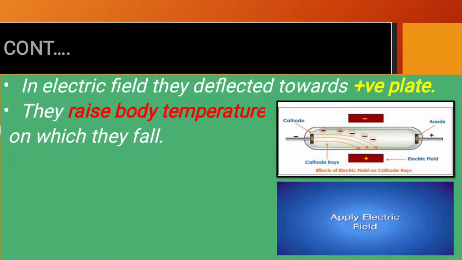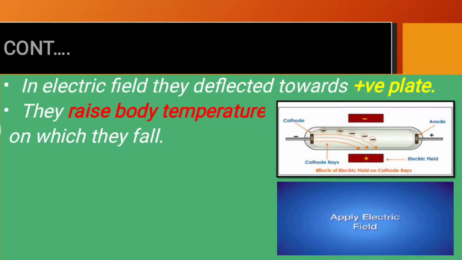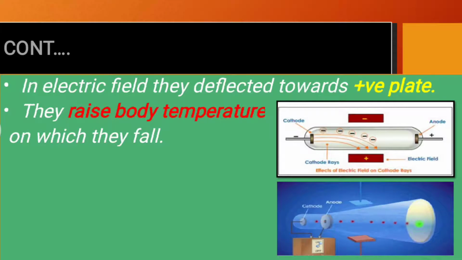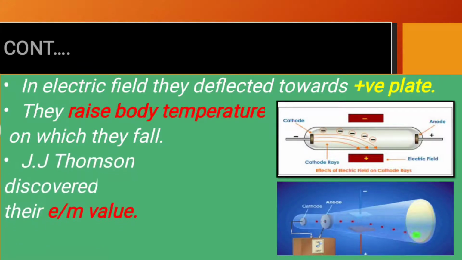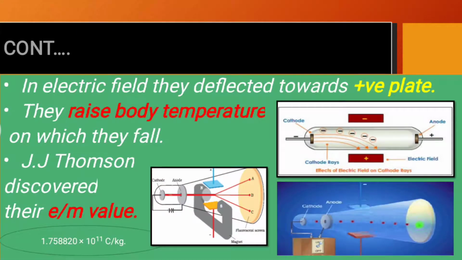They raise body temperature on which they fall. Students, cathode rays when hit a body, they increase the kinetic energy of particles of that body, so temperature of that body increases. J.J. Thomson discovered their e over m value. e over m value means charge to mass ratio, which is 1.758820 multiplied by 10 raised to power 11 coulomb per kilogram.